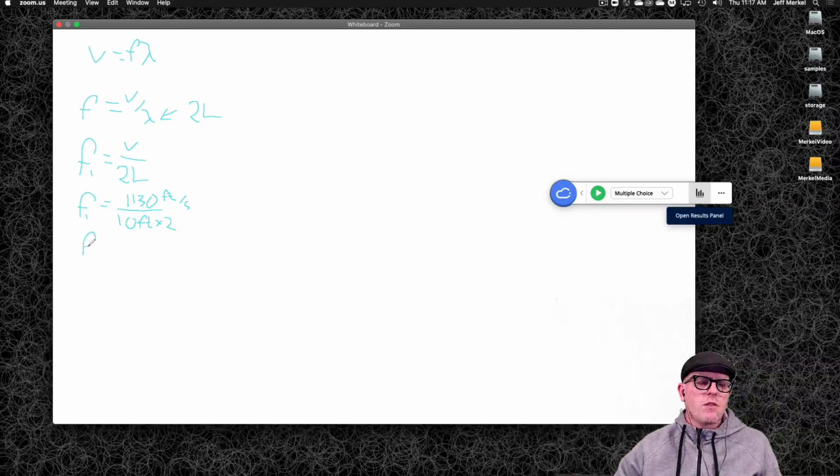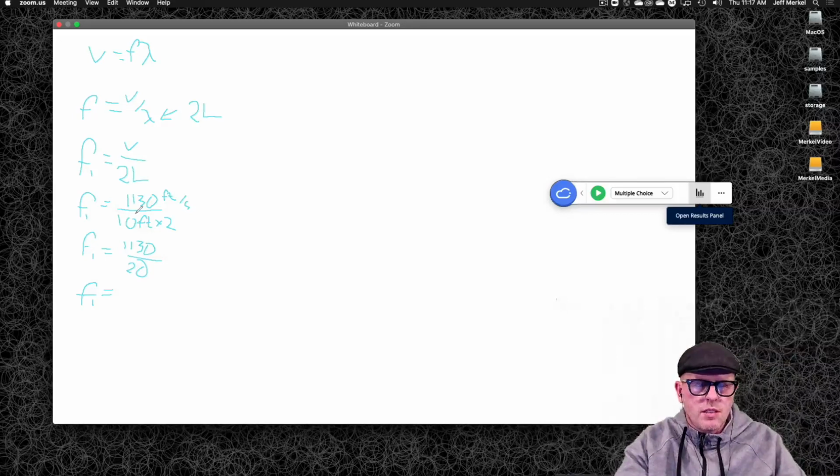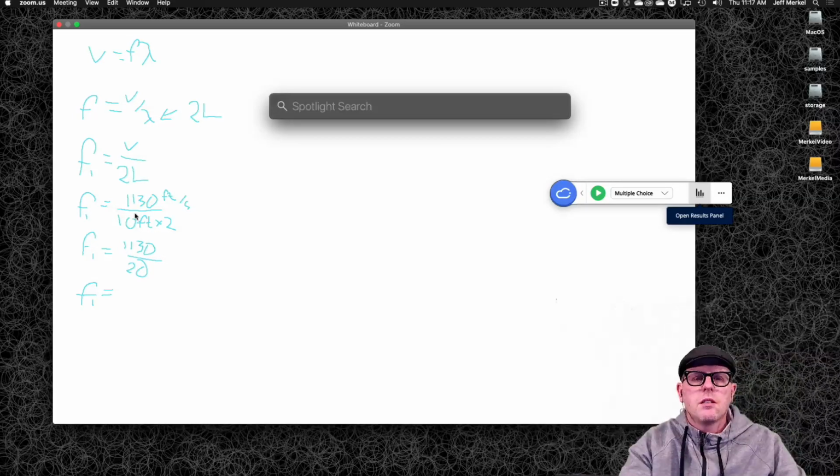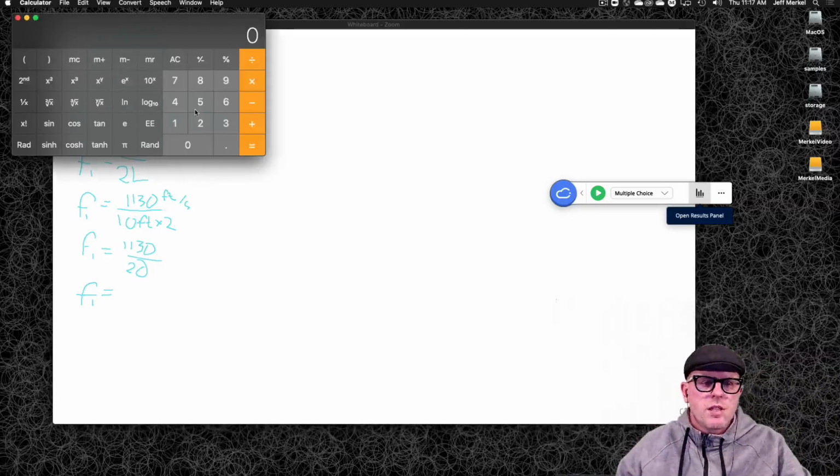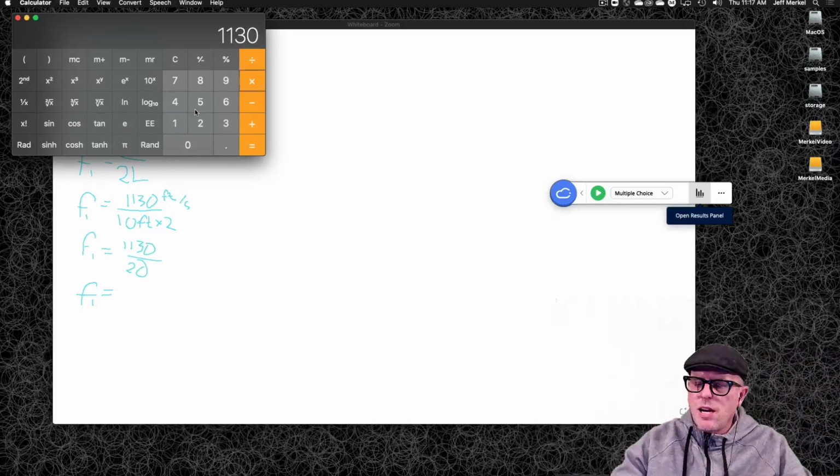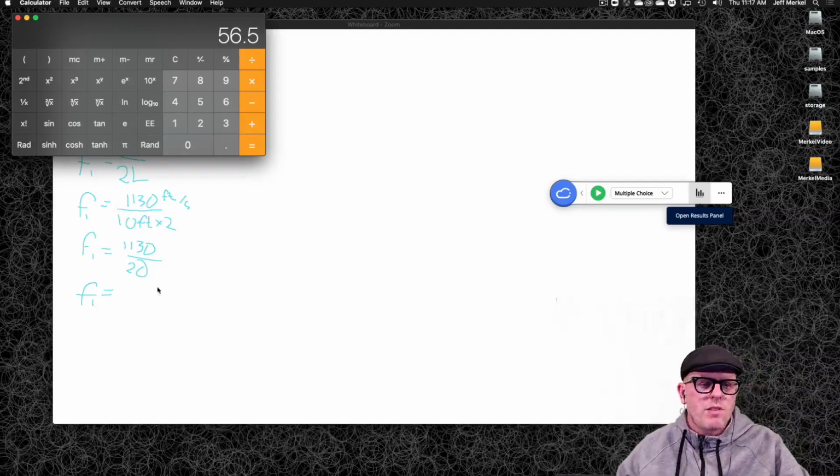I'm doing it very explicitly right now. So 1130 divided by 20. I've got to use my calculator here. 1130 divided by 20 equals 56.5.